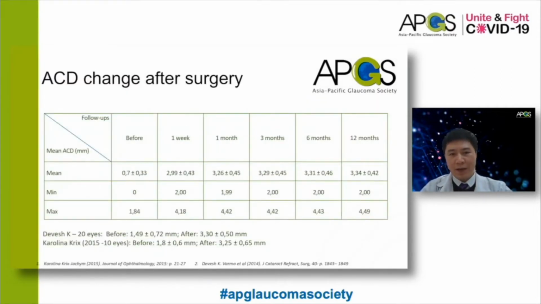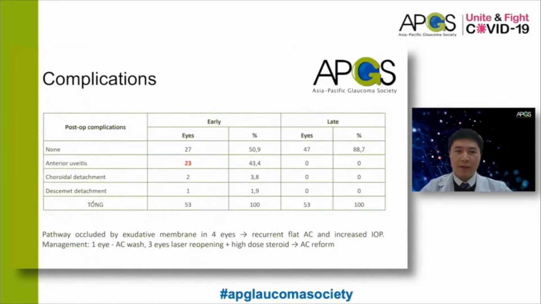In terms of anatomical result, we have an excellent outcome. We got 100% of cases with anterior chamber reformation after the surgery, as you can see on the right of the table. After 12 months of follow-up, we got very good anterior chamber depth. In terms of complications, as expected, we had 20 cases of anterior uveitis after surgery. The pathway was occluded by an exudative membrane in 4 eyes, and that caused a recurrent flat anterior chamber and increase of IOP, but that was managed easily. In 1 eye we did an additional anterior chamber washout, and in 3 eyes we did laser to reopen the pathway, and of course we associated the treatment with steroid, and in all 4 cases the anterior chamber was reformed.